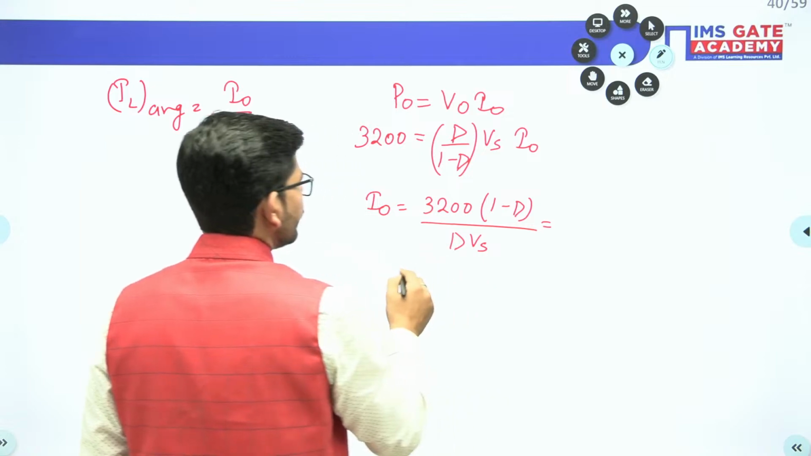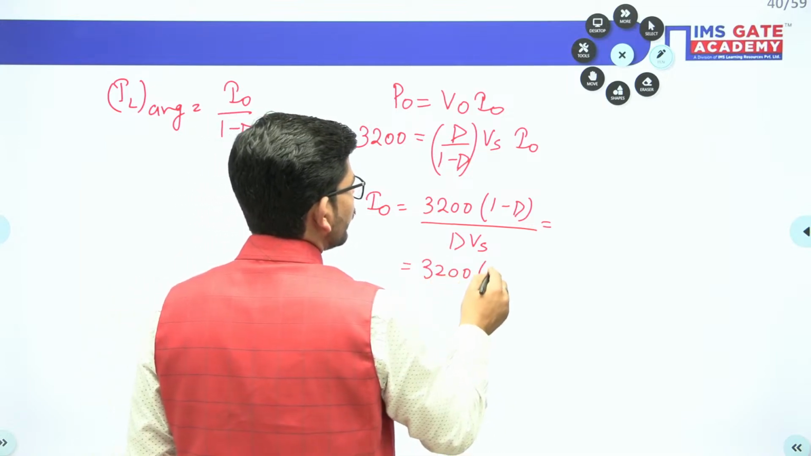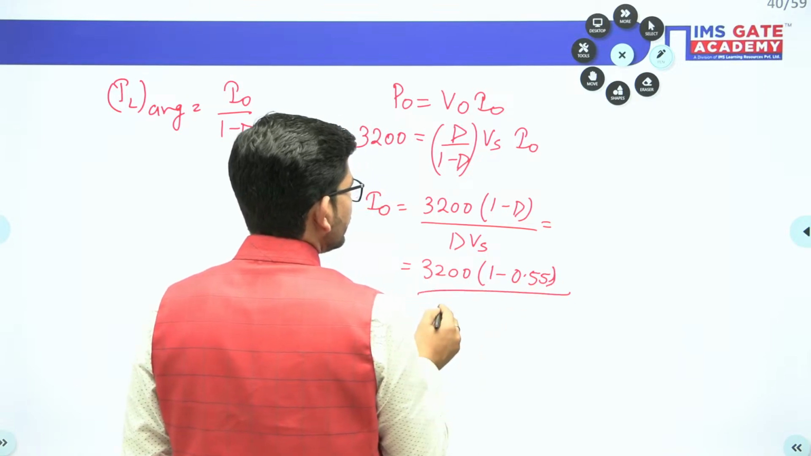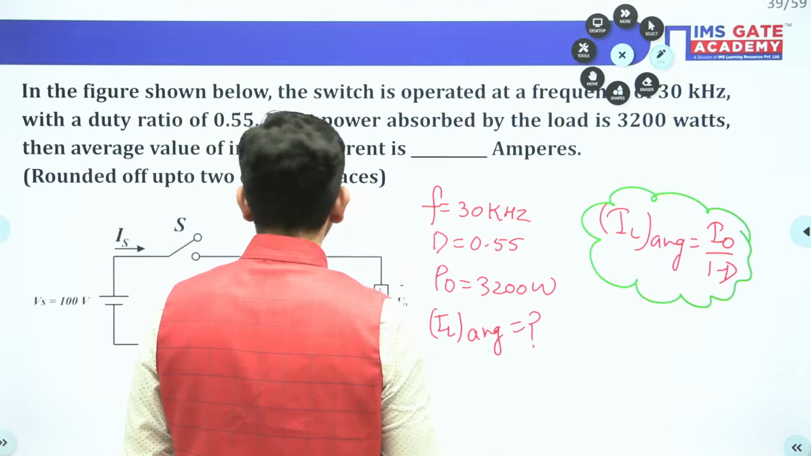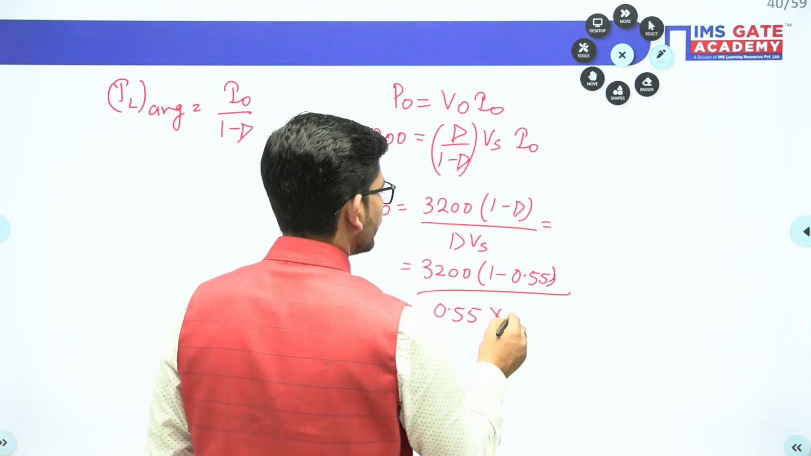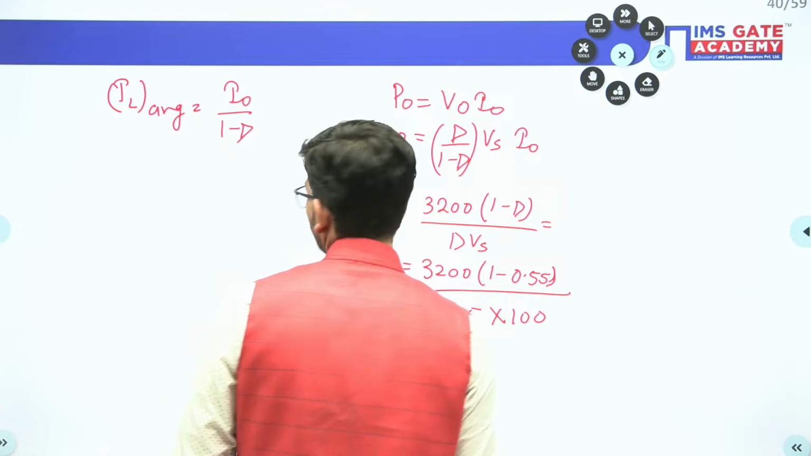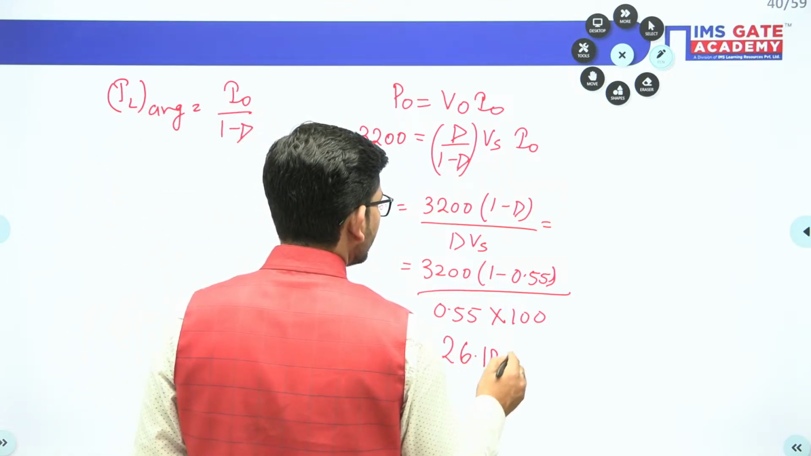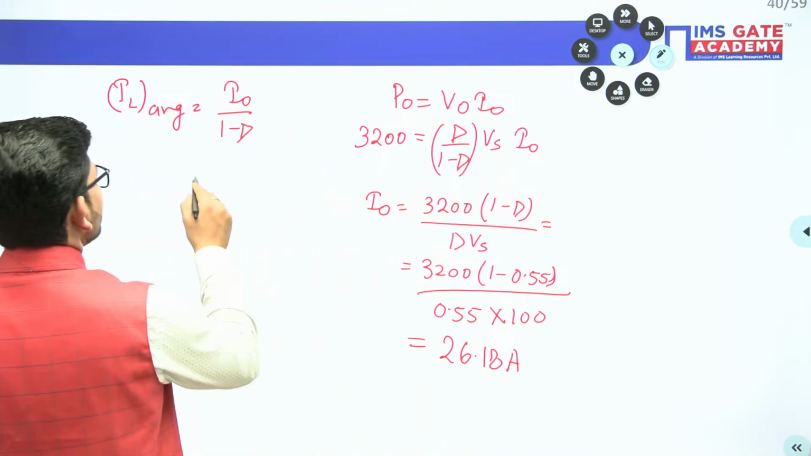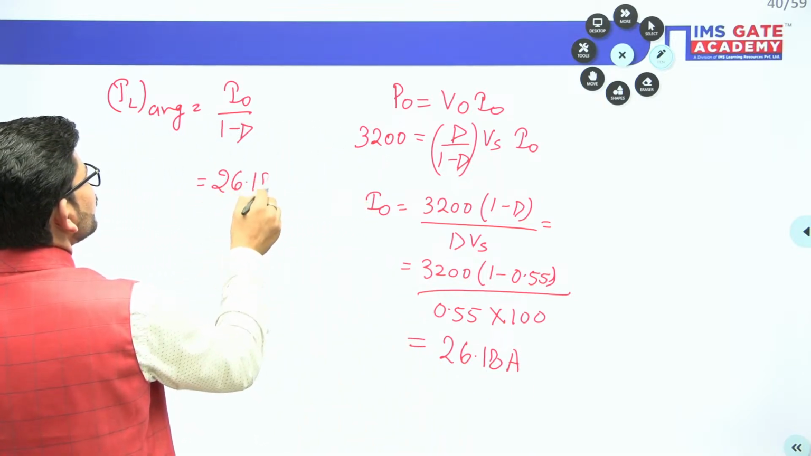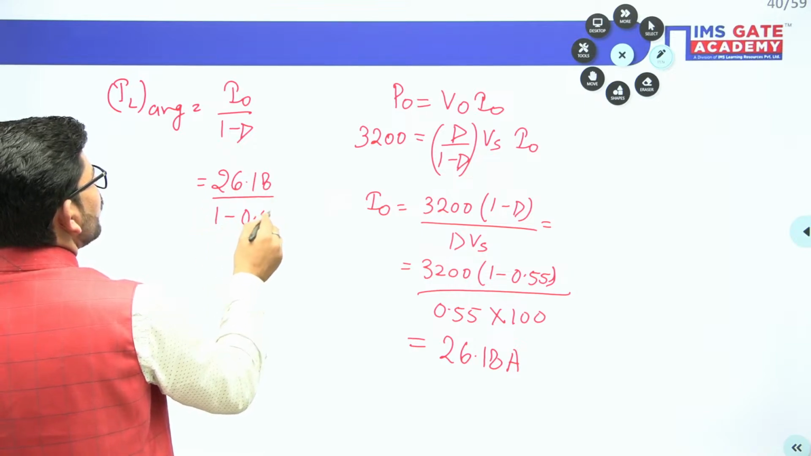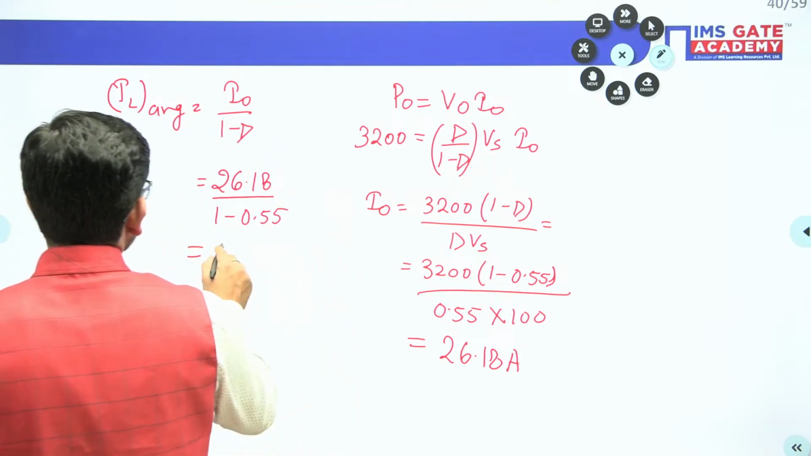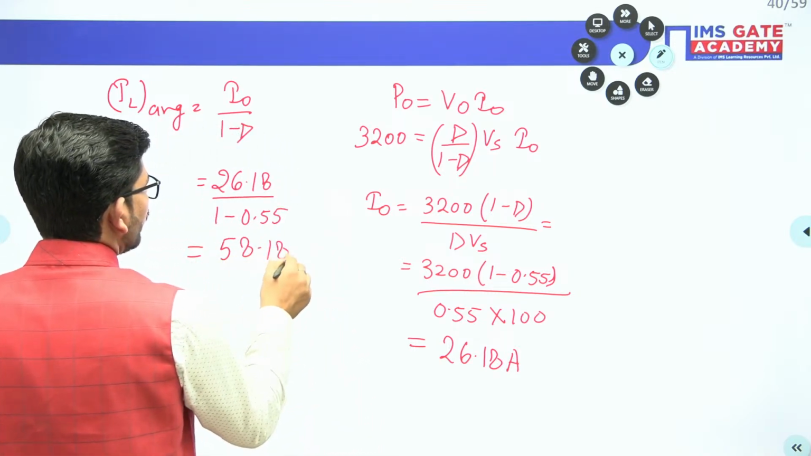Now we have everything: 3200 into 1 minus the value of D, which is 0.55, and the value of Vs we have is 100 volt. So from here, guys, you can calculate the value of I naught, and that will be 26.18 ampere. Now put the value 26.18 upon 1 minus 0.55 and you will get the value of IL average, and that is 58.18 amperes.